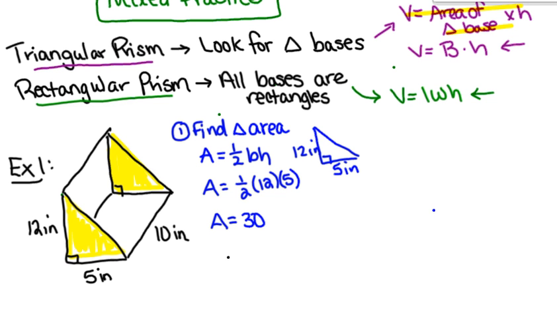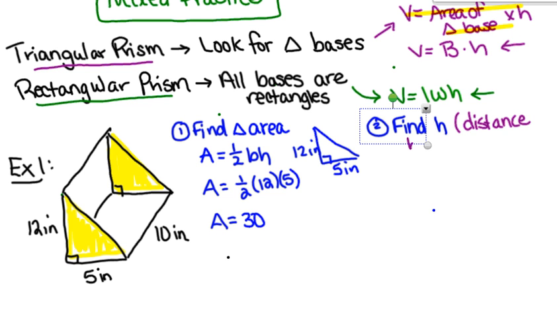The next thing that I need to do is find the height of the prism. And remember that h is going to be the distance between the two triangles. So if I go back and look at my picture, I've got this yellow triangle in front, yellow triangle in back. The piece that connects them, or the distance between the two, is that 10 inches.